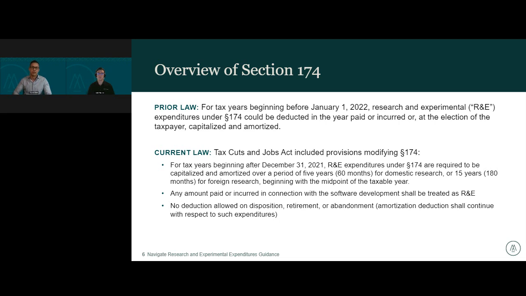So for tax years beginning after December 31st, 2021, taxpayers can no longer immediately deduct their research expenses. Instead, costs that are incurred for research performed within the United States are charged to a capital account, and then they're deducted over a 5-year period. While at the same time, costs that are incurred for research performed outside the United States get deducted over a 15-year period. The new law also comes with a mid-year convention rule.